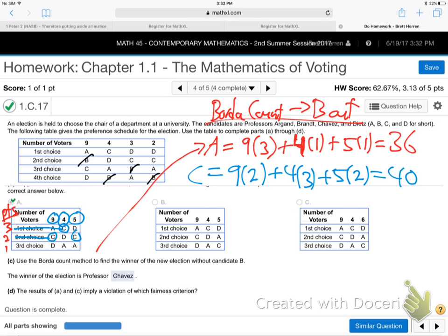Good so far. Am I racing ahead of you? Can we do D now? And we'll finish up this Borda count. So now do D.